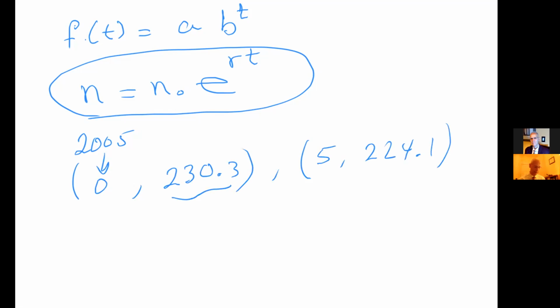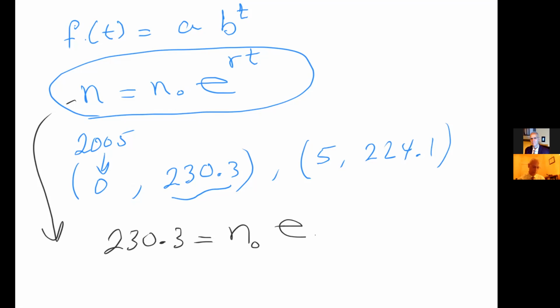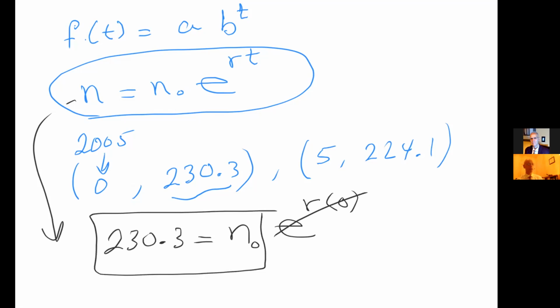You can convince yourself if you want by doing this. You can say that this N, let me change color, this N, 230.3, equals N initial e to the power of r, and since t is 0, notice that rate times 0 is just 0. E to the power of 0 is 1. And 1 times N initial is N initial. So you know your N initial is 230.3.